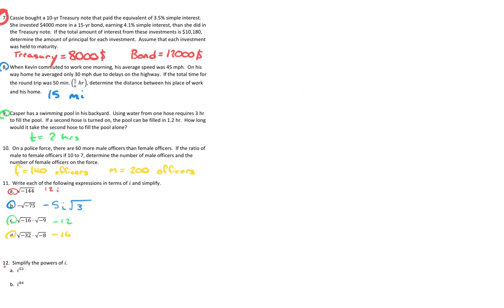Okay, so for number 12, before I start these, I kind of want to briefly review. So we know that i is equal to the square root of negative 1. So i squared is going to be negative 1. i cubed is going to be negative 1 times i, or just equal to negative i. And i to the fourth is the same thing as i squared times i squared, or just 1.